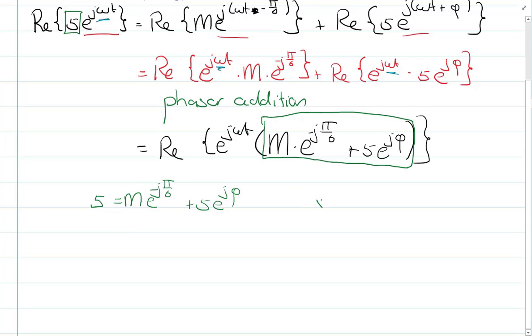For now, let's multiply both sides of the equation with e to the power j pi over 6 to separate the m from the rest of the equation. So this will give us 5 e to the power j pi over 6 is equal to m plus 5 e to the power j phi plus pi over 6.